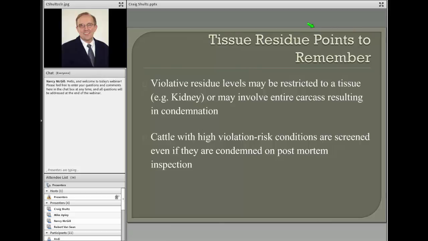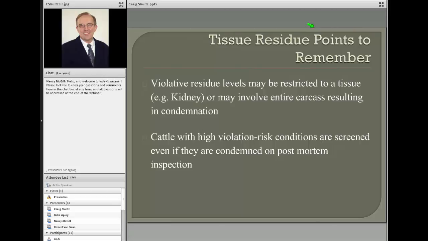This is particular to a specific drug. If you're dealing with, for example, a sulfa drug, it's very likely that drug is going to distribute to the muscle tissue, and you're going to have a carcass condemnation. With some other drugs, say penicillin, that drug is unlikely to get to the muscle. There are a few cases where it does, but in general, it's limited to kidney or liver and kidney.